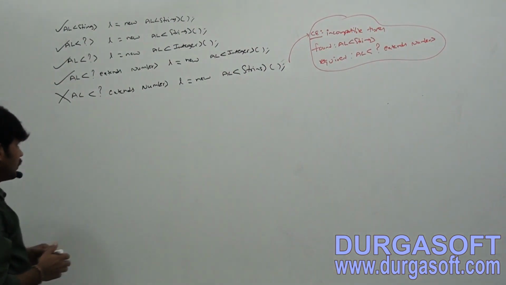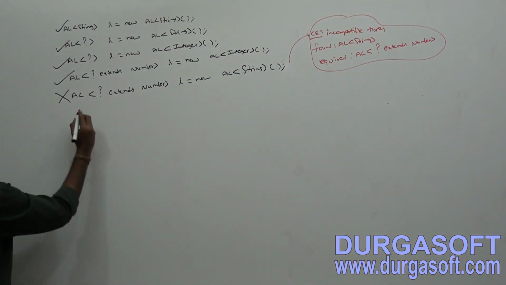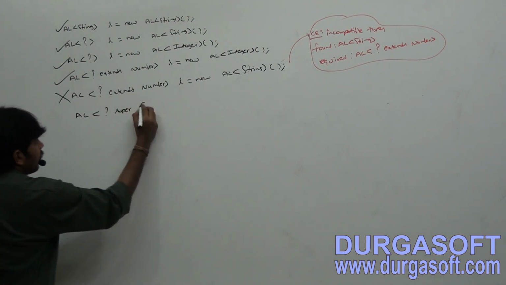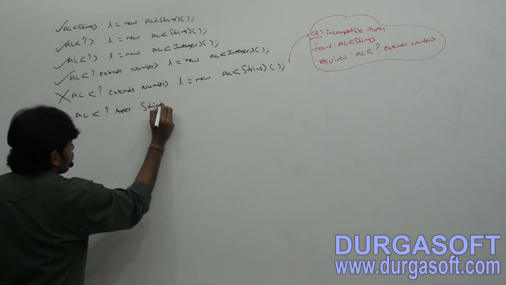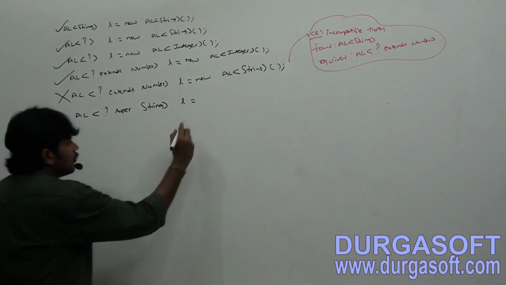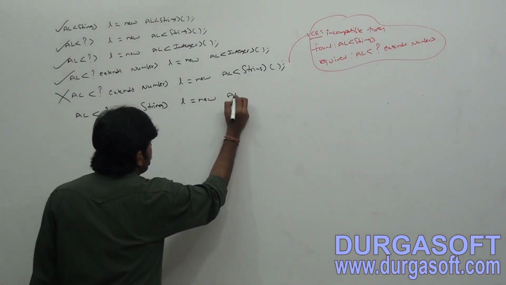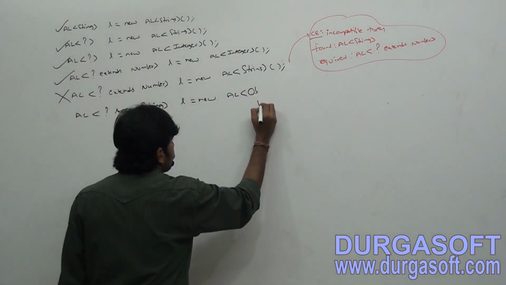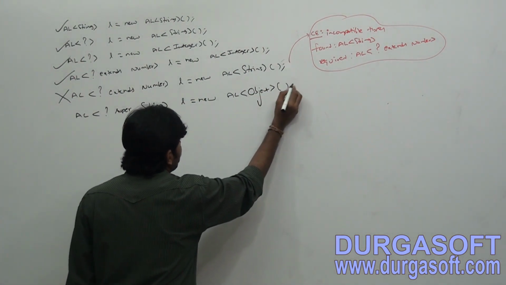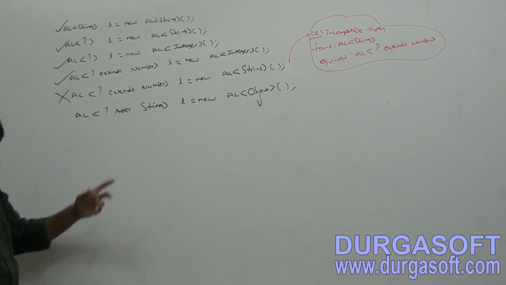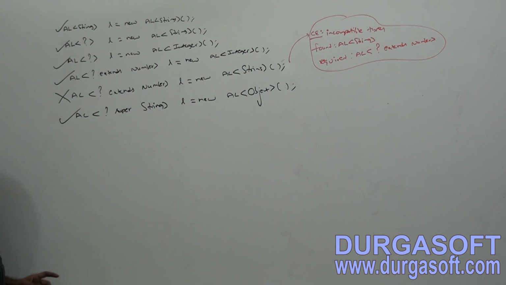Okay, next one. ArrayList<? super String> l = new ArrayList<Object>(). I am taking this. Is it valid or not? Object is a superclass of String. What is the problem? Valid, no problem at all.